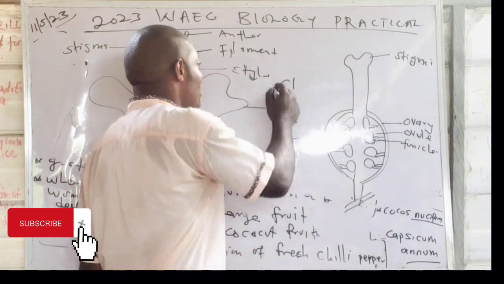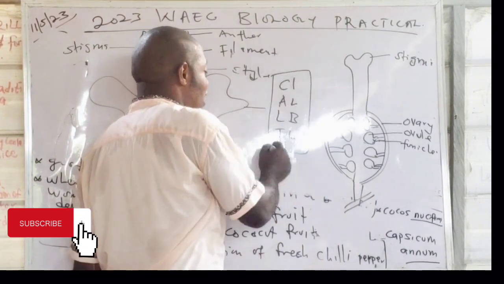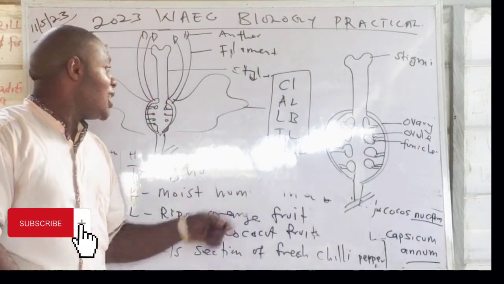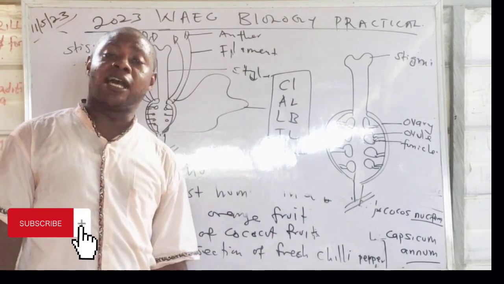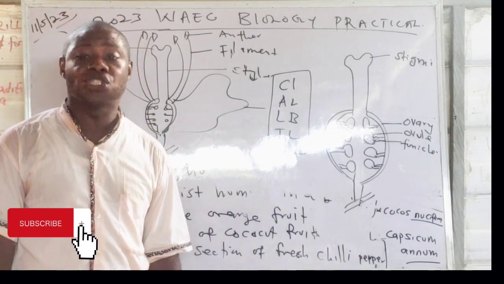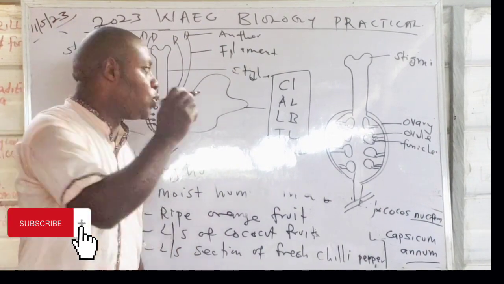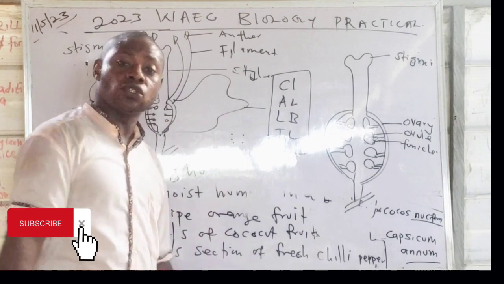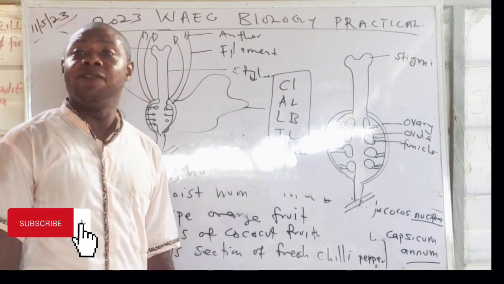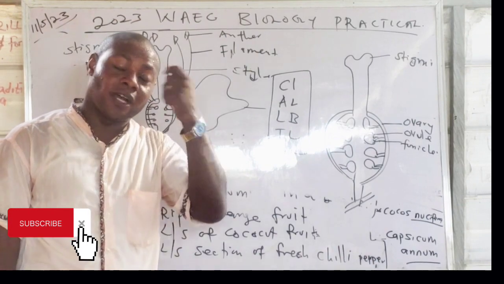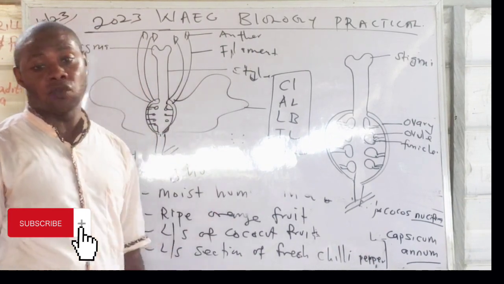In WAEC standard, they are going to mark your diagram based on these four things. Clarity means your pencil will not be too dark. And in biological diagrams, there is nothing like shading. You do not shade. Instead of shading, you only put dots. They look at the clarity. No matter how beautiful you draw something, if it is too dark, it will not help you anymore.